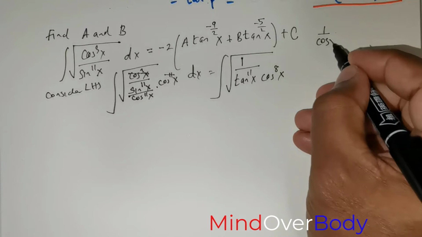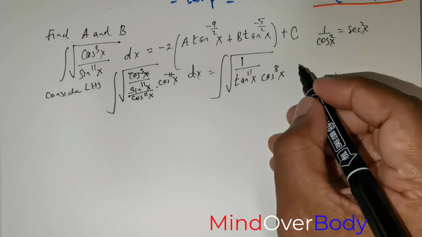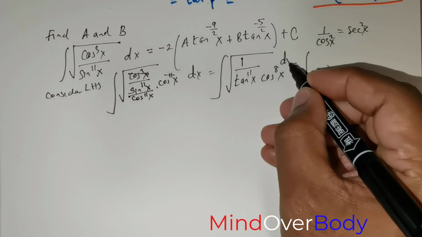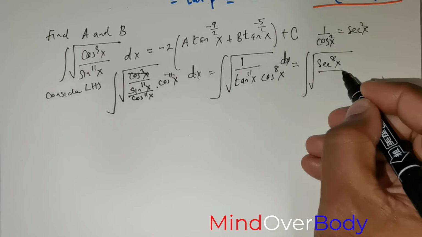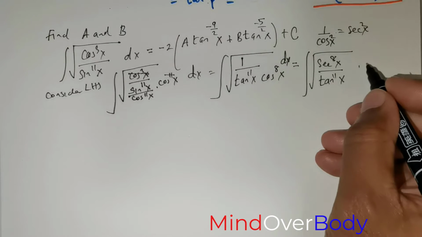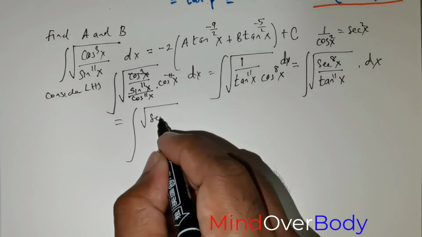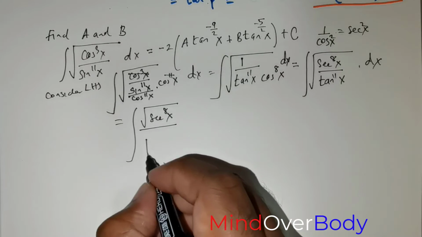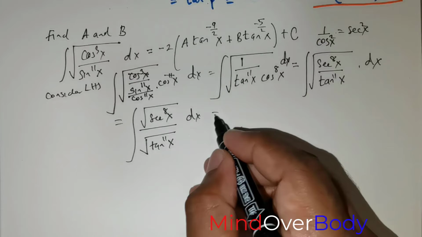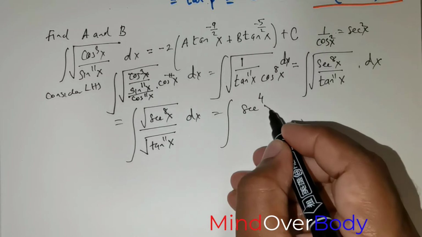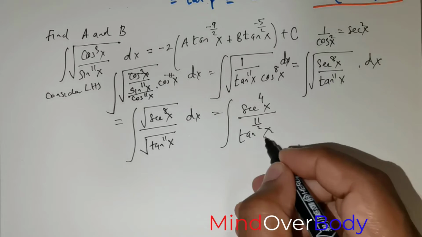Now 1 over cos x is secant x, so you have the square there, and the 8 will become secant raised to the power of 8x. So this is equal to the integral, of course I need to place the dx there, of the root of secant raised to the power of 8x over tan raised to the power of 11x times dx. Now I'm going to rewrite this further as the root of secant raised to the power of 8x over the root of tan raised to the power of 11x times dx. Now this would give me secant raised to the power of 4x divided by tan raised to the power of 11 over 2 x times dx.